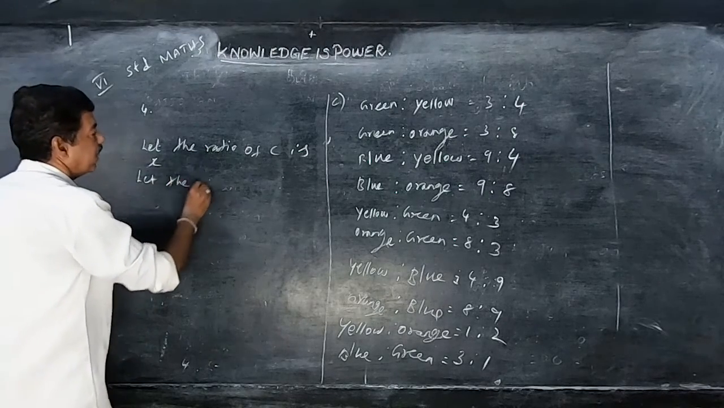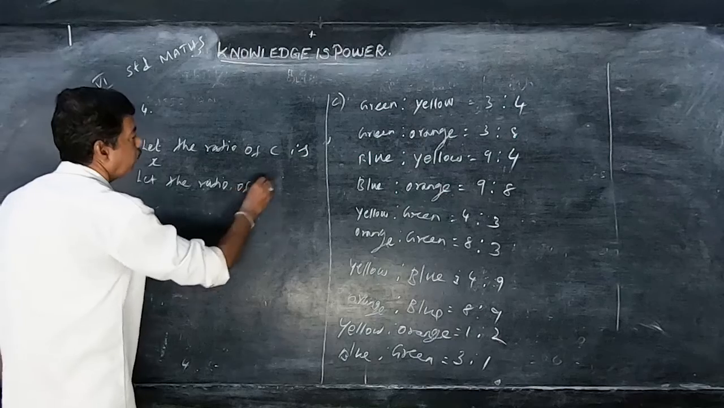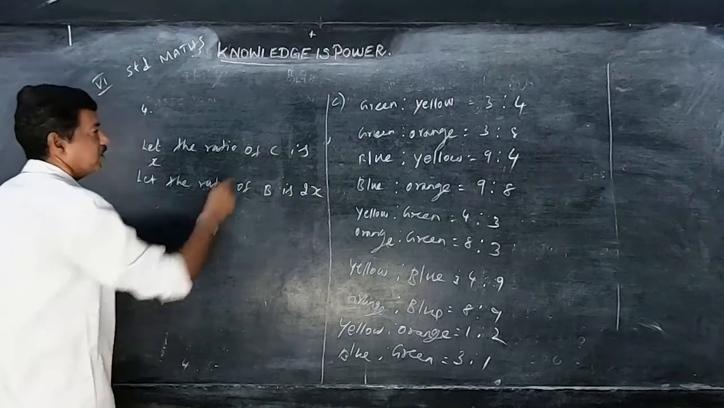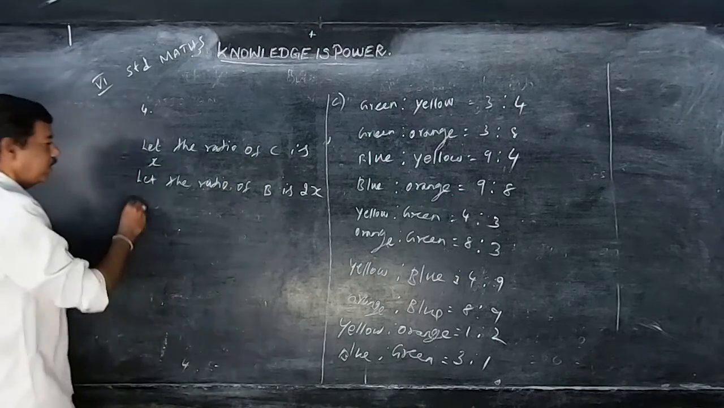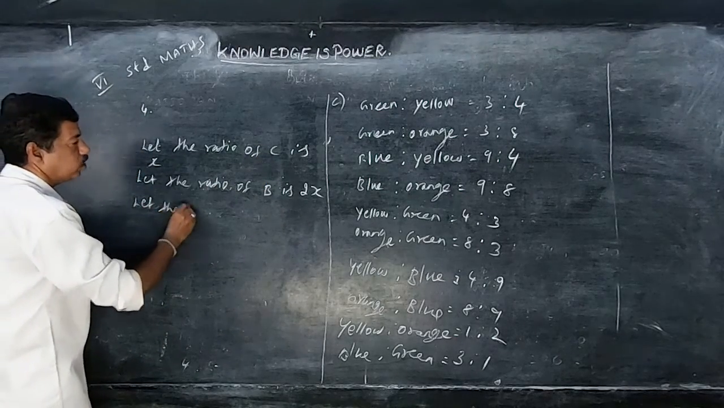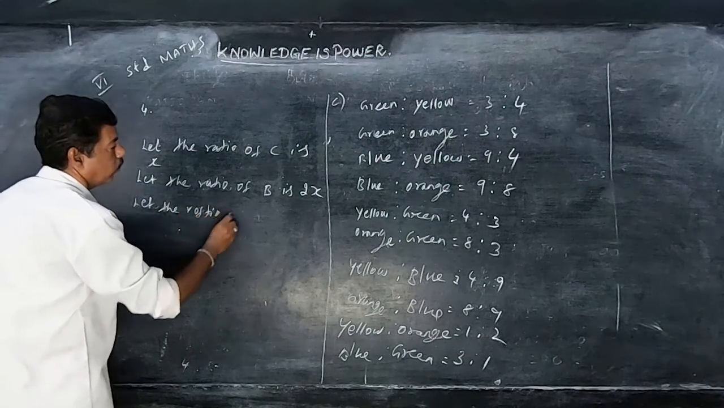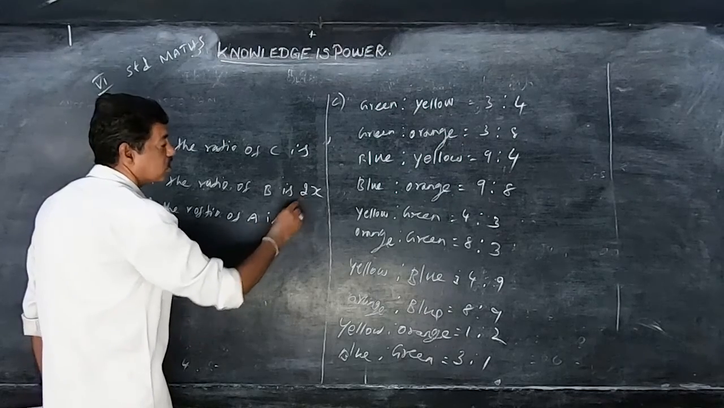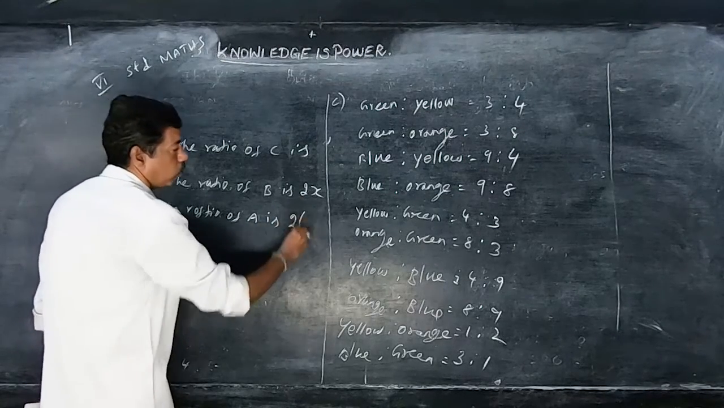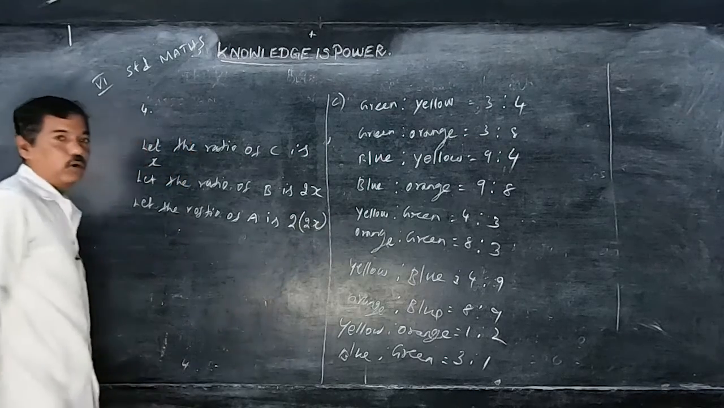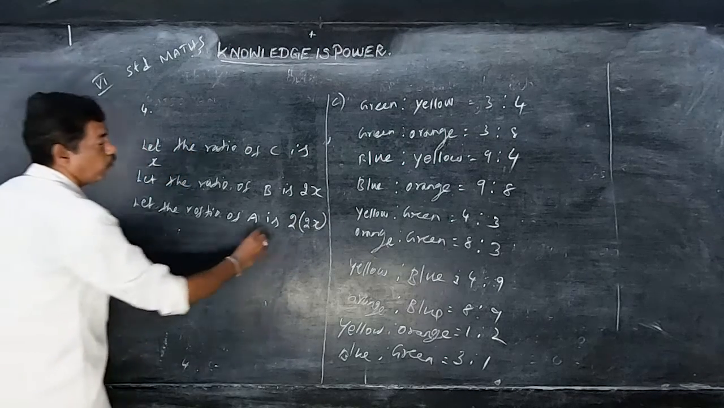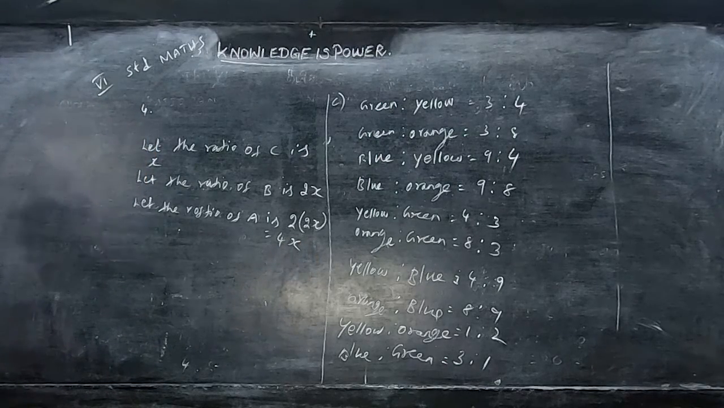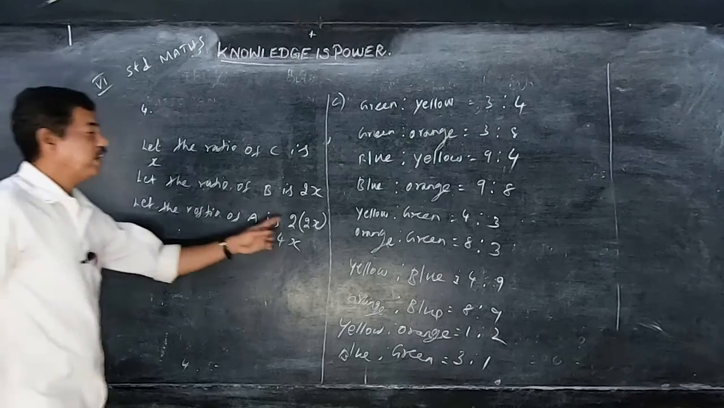Let the ratio of B is 2x. Why 2x? B is twice of C, isn't it? Next, let the ratio of A be what? Twice of this, 2x. So what will it become? 4x. Is it clear now? 4x. Okay, twice of B.